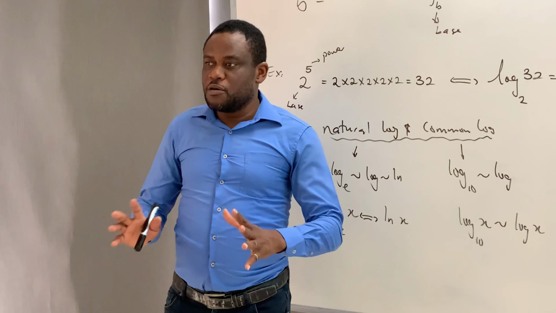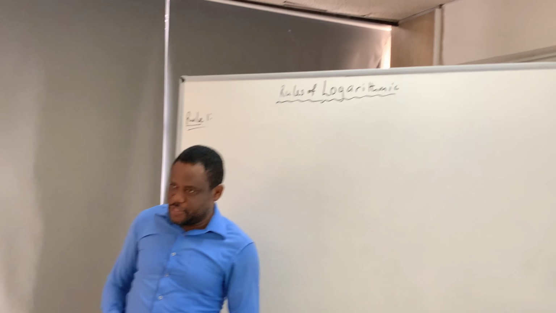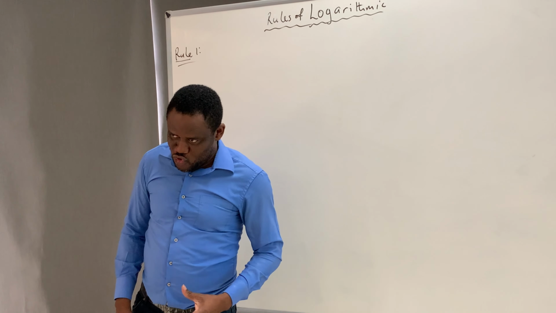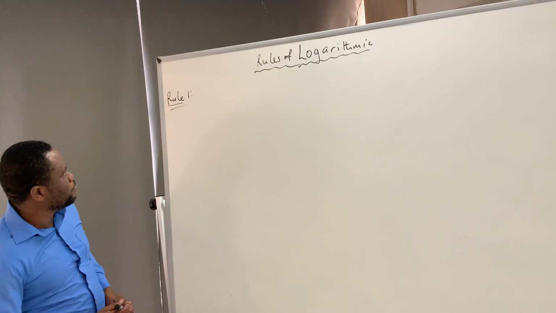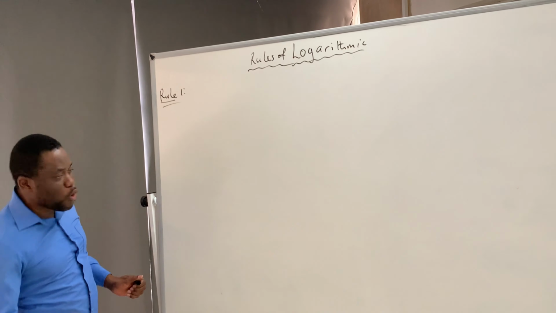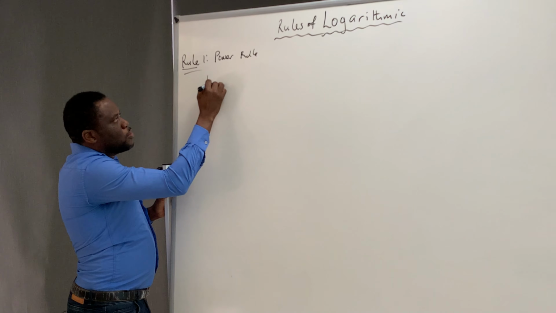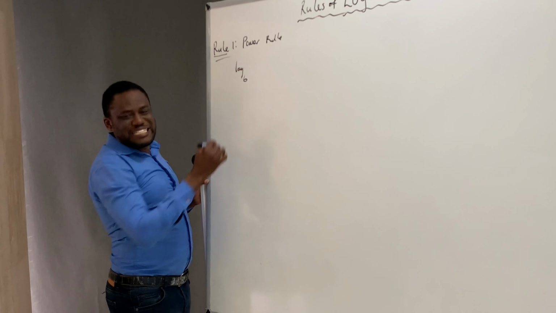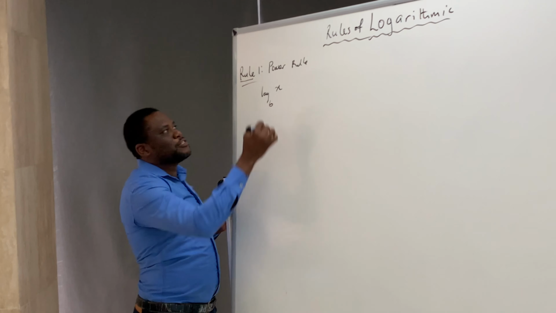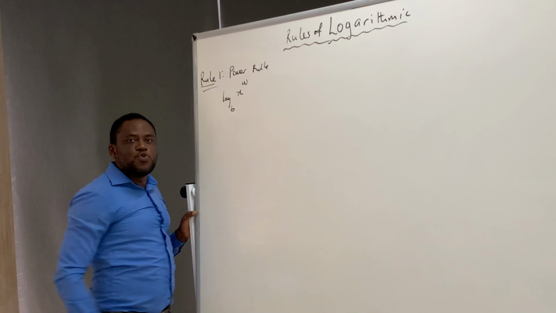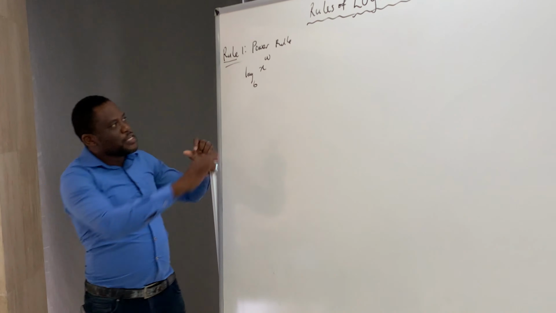Good. Let's look at some rules: the axioms, the properties, the laws of logarithm. The first law or rule is the power rule. That is, if you have log in base a, x to the power of w, this is the base, this is the argument, and this is the power, the index, the exponent.